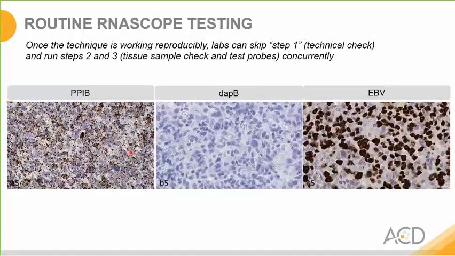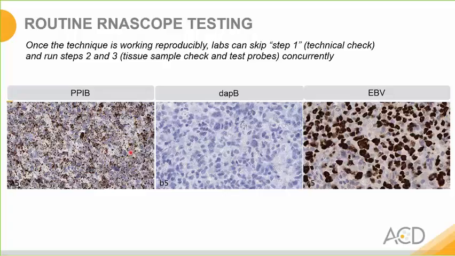So once the RNAscope technique is working reproducibly, labs can skip the first step that I highlighted in the QC procedure, which is the technical check, and then run steps 2 and 3, which is the tissue sample check with the control probes, followed by the tissue testing with the test probes. Those subsequent steps 2 and 3 can be run concurrently.